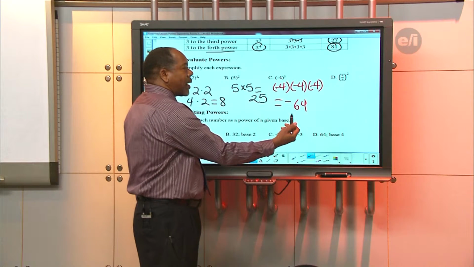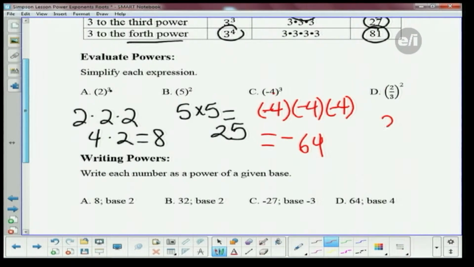This last one with the fraction here is somewhat tricky. 2 over 3, and I'm going to do it how many times? Power is 2, so I'm going to do it twice. Now, the way we multiply fractions is numerator times numerator. 2 times 2 is 4. Denominator times denominator. 3 times 3 is 9.